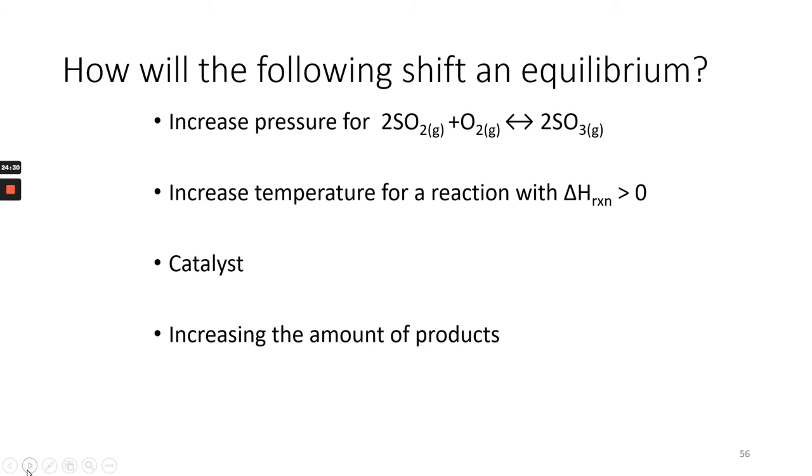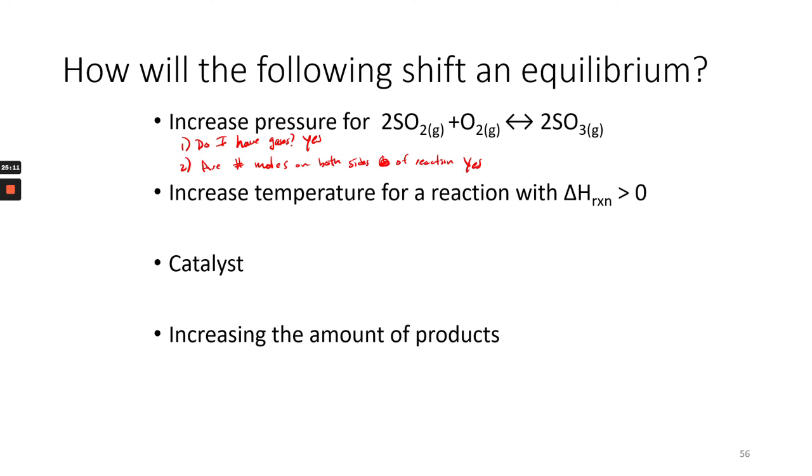So let's see if we could do a couple practice problems here and see how the equilibrium will shift. Here I have a reaction, and I'm going to increase the pressure. There's two things I need to check for. Do I have gases? The answer to that is yes. The second thing is, are the number of moles different on both sides of the reaction? The answer to that is yes. So pressure will have an effect.